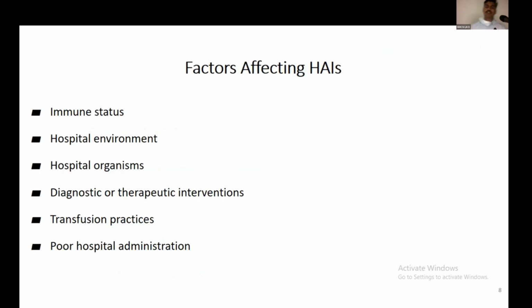The risk factors for hospital-acquired infection are the immune status of the patient admitted to the healthcare facility, the hospital environment itself, colonized hospital organisms, diagnostic or therapeutic interventions, transfusion practices in your ward, and poor hospital administration. These are the risk factors for hospital-acquired infection.